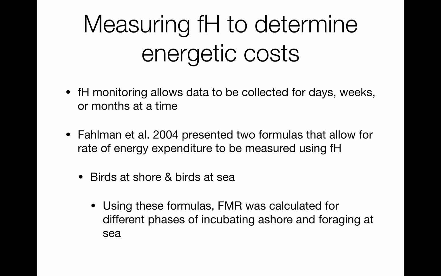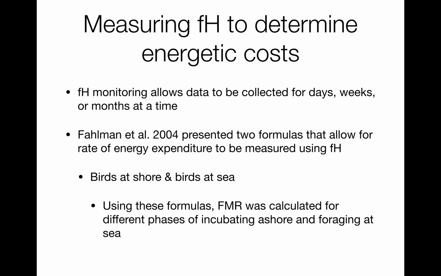The primary purpose was to measure heart rate to determine energetic costs of behaviors while incubating ashore and foraging at sea. The doubly labeled water method is often used to measure field metabolic rate, but the heart rate method was chosen for this study because activity-specific metabolic rates could also be determined without the use of a detailed time activity budget. In this case, heart rate monitoring had the added advantage of being able to record data for several months at a time.